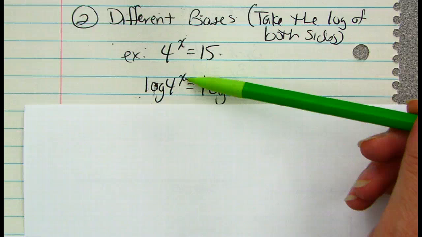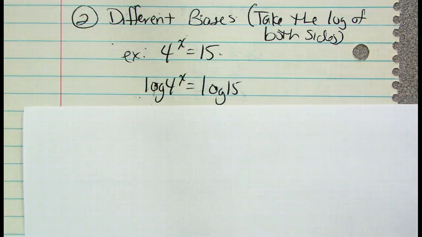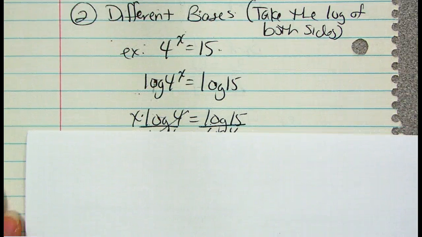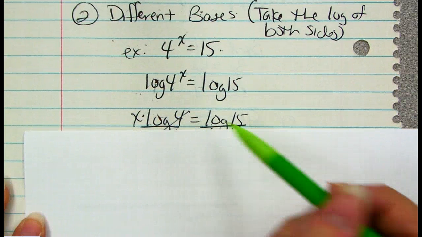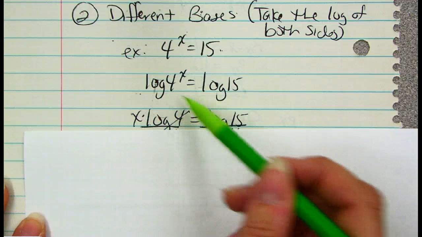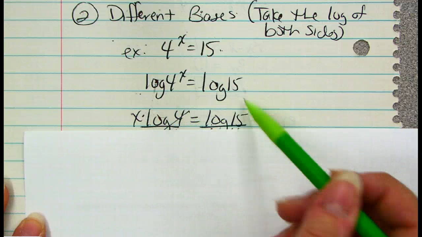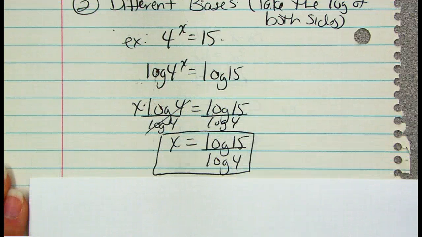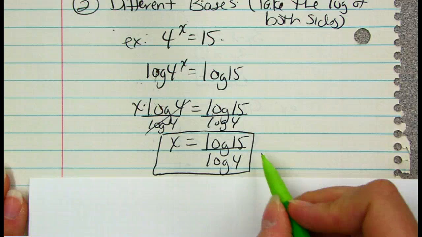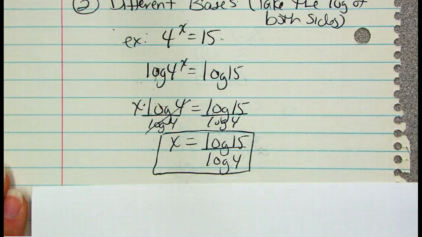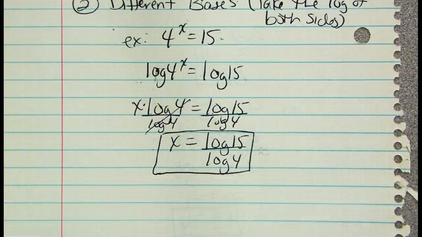Except now I have the power rule. With the power rule, I can bring the x down in front. By bringing the x down in front, it makes it much more doable. So this is x times this log, and this is just a number on the calculator, and this is just a number. So let's just divide by log of 4, and I am done. And again, that has a base 10. I can put that in the calculator and get a numeric approximation. Let's do another example.